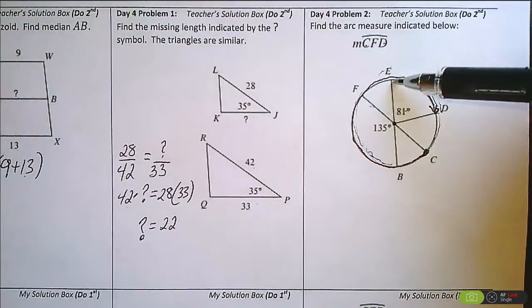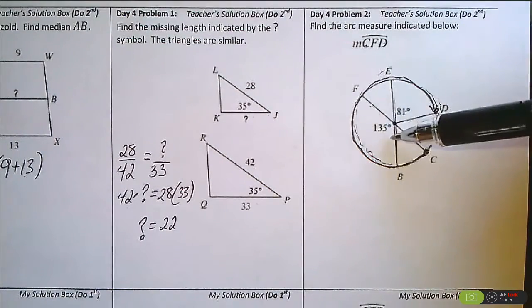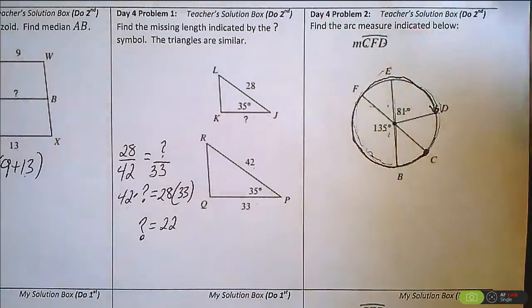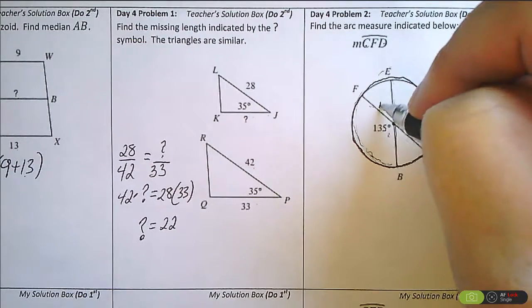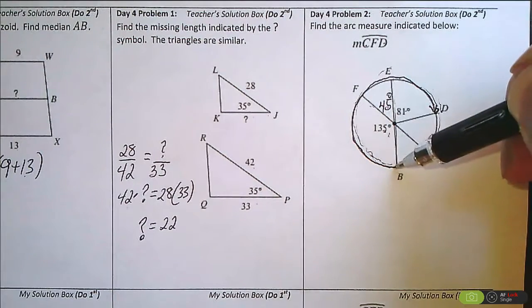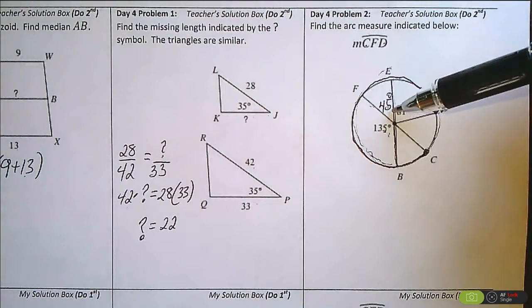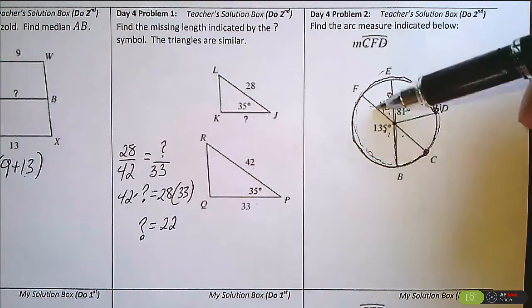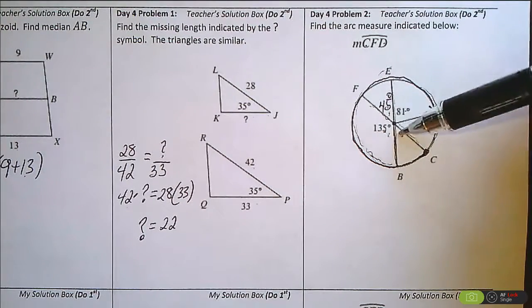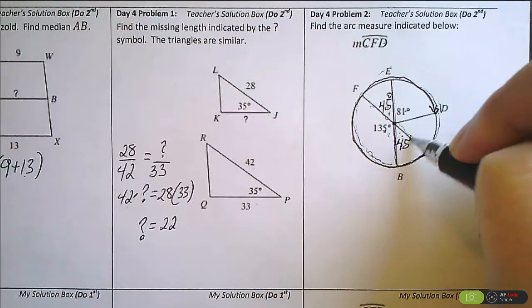So one thing I notice is that this, going across here, is a straight line. And so these two add up to 180. If this is 135, then this right here is 45 degrees, because 135 plus 45 is the 180 represented by that diameter. Now next, look at this angle and this angle created by these intersecting lines. These are vertical angles. They are congruent. So this right here is 45 degrees.